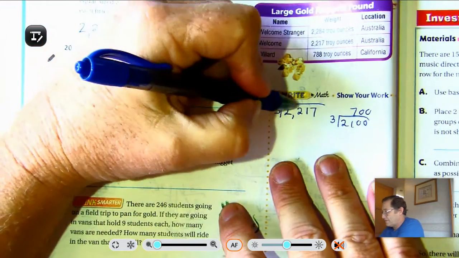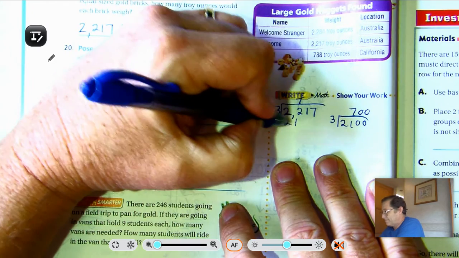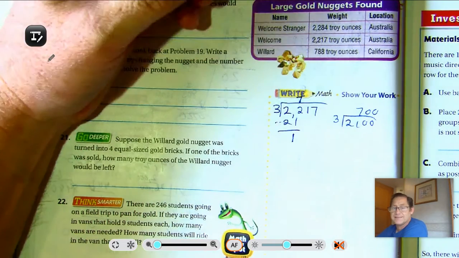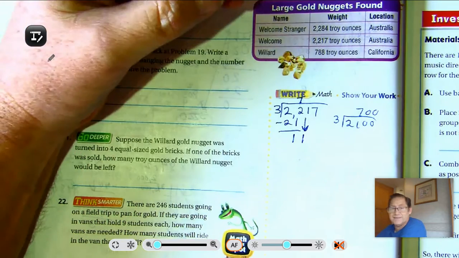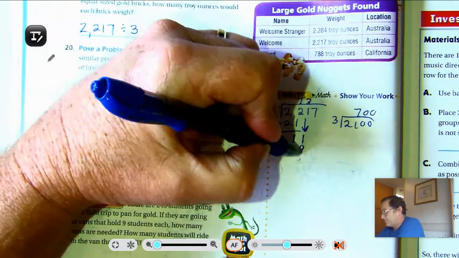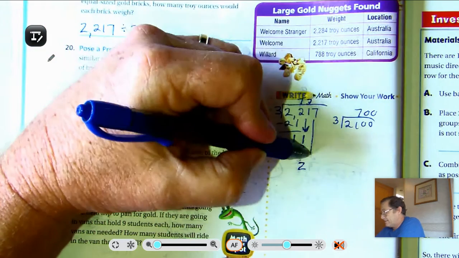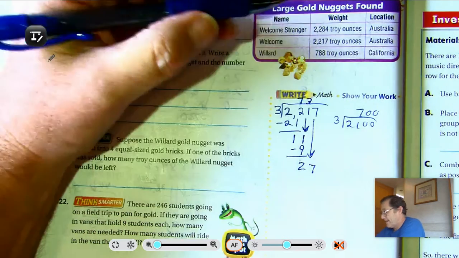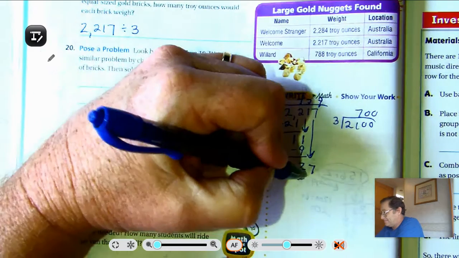All right, so 3 times what is close to 22? 7. Subtract, we get 100 left. Think of that as 10 tens. Bring down the other 10. So we have 11 tens divided by 3. So we have 3. 3 times 3 is 9, leaving us 2 tens. Think of that as 20 ones. Bring down the 7 ones we already have. 27 divided by 3 is 9.